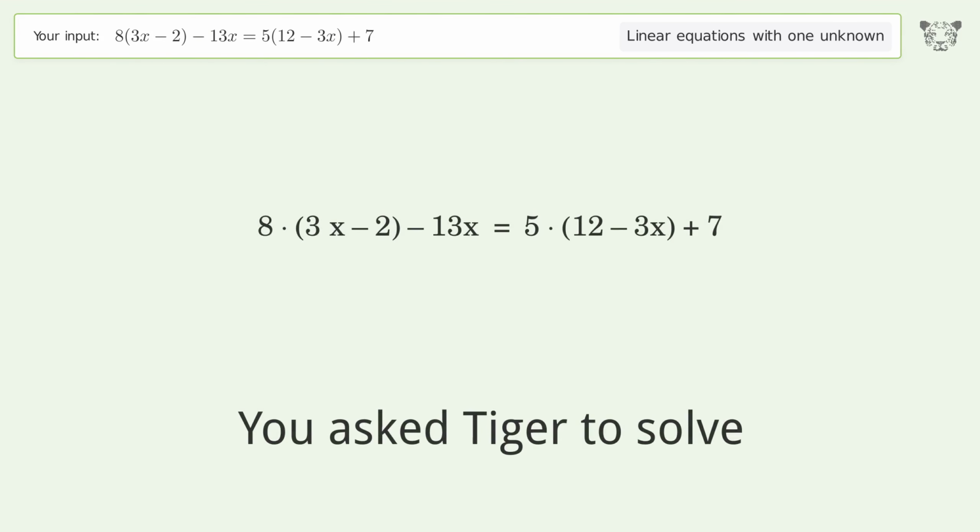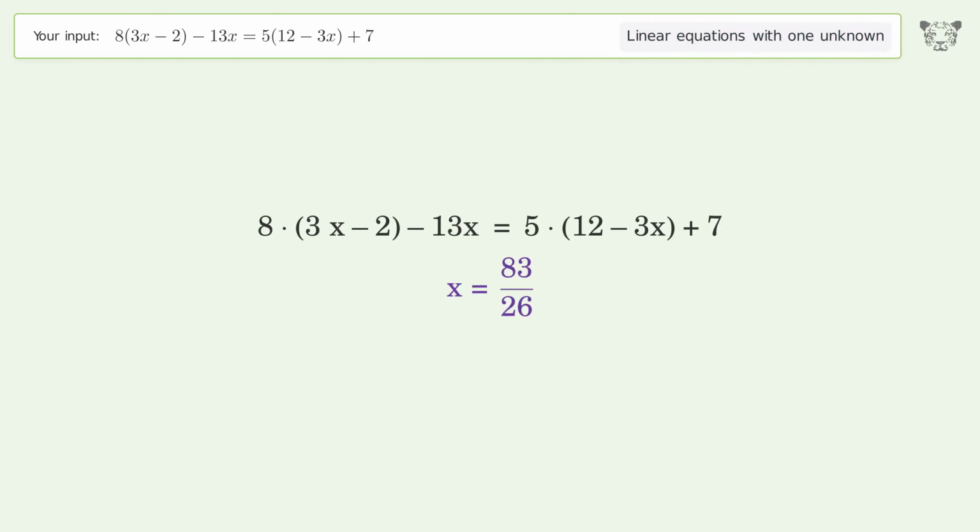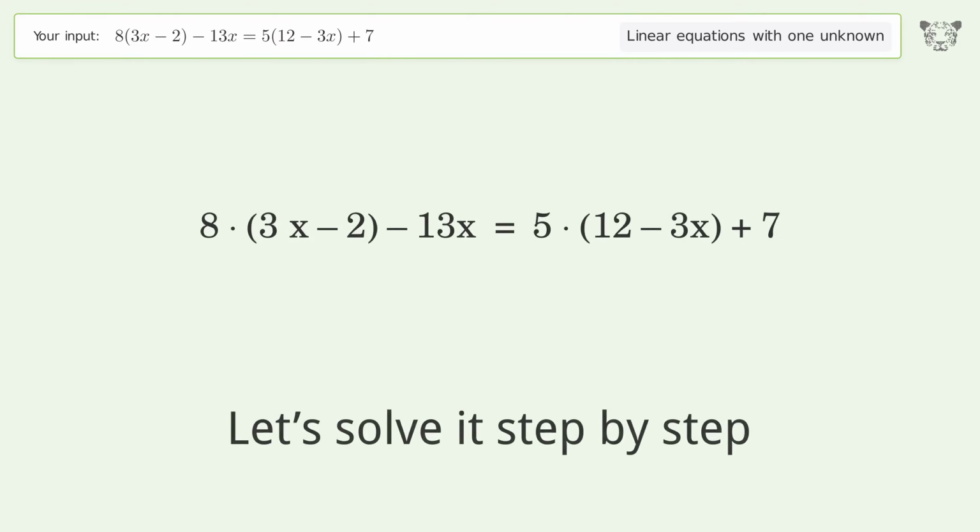You ask Tiger to solve. This deals with linear equations with one unknown. The final result is x equals 83/26. Let's solve it step by step.